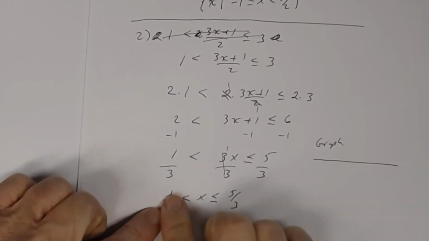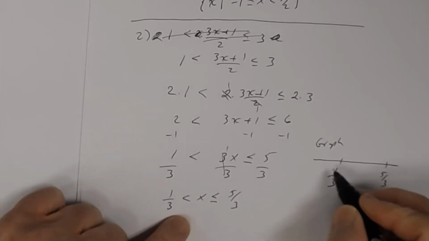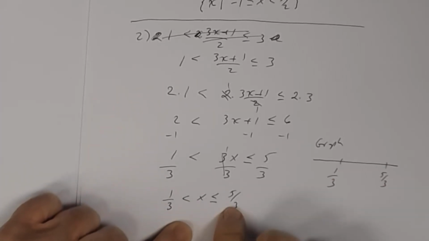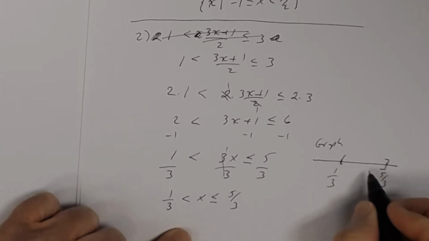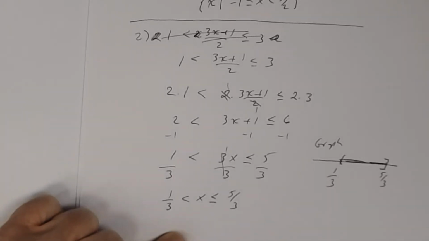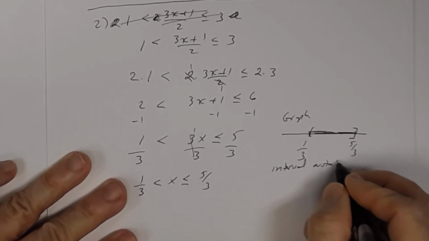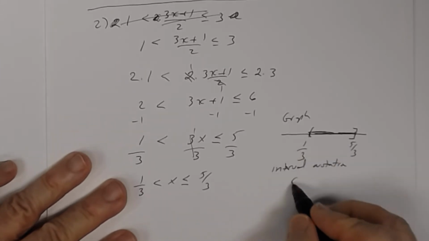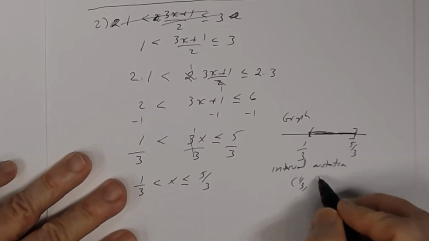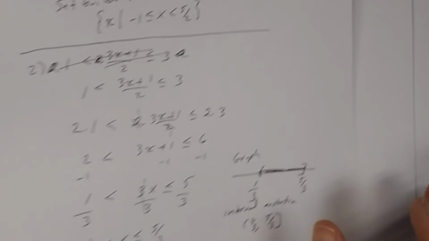So remember, always go from smallest to largest. So 1/3, 5/3, parentheses, brackets. There's no equal sign, parentheses; equal sign, bracket. And then you shade it in. Okay? And so your interval notation now, you're going to just read out what you see. Parentheses 1/3, comma, 5/3 bracket. That's all you do.